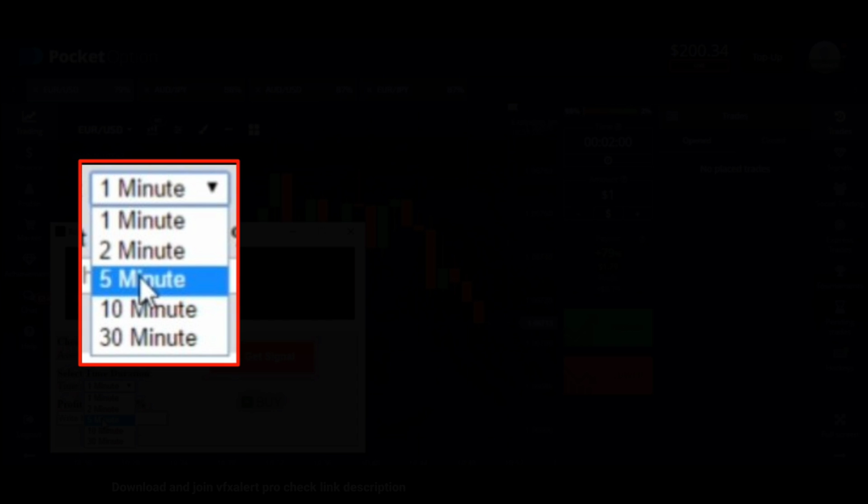Time frame for Cross Pro bot signals that you can use. Here I use a time frame of 5 minutes.